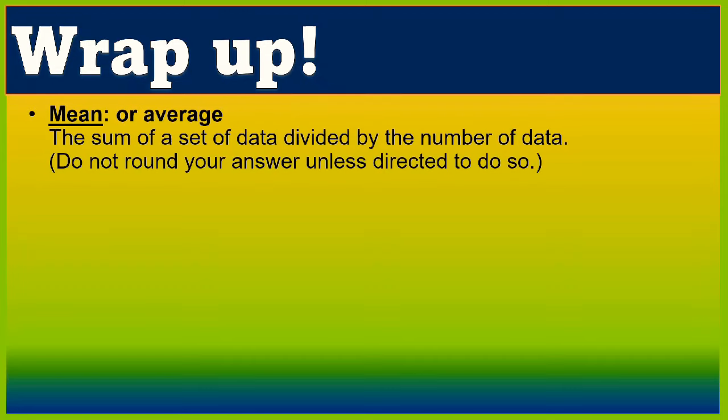So to wrap up the things that we need to remember in today's lesson: when we say mean or average, it is the sum of the set of data divided by the number of data. So do not round your answer unless directed to do so.